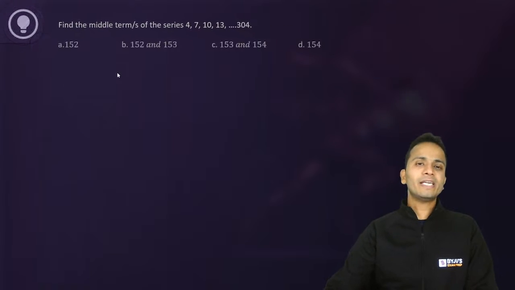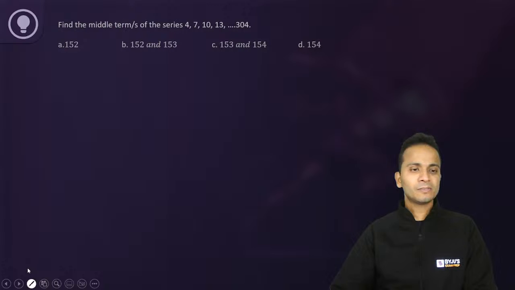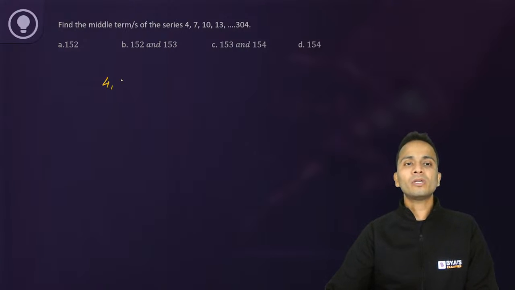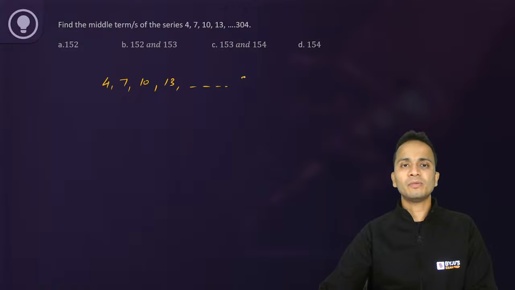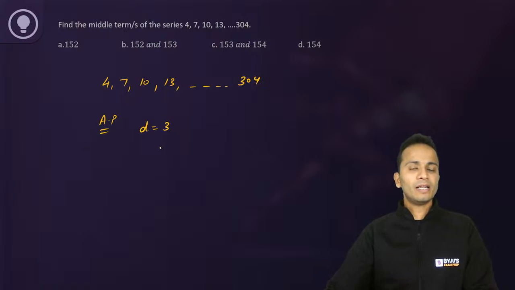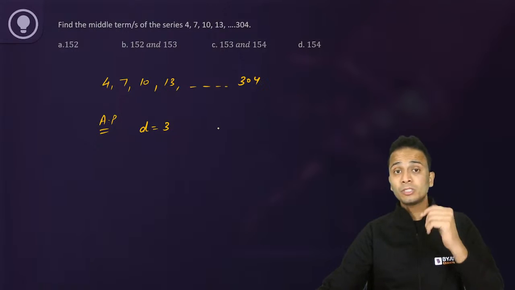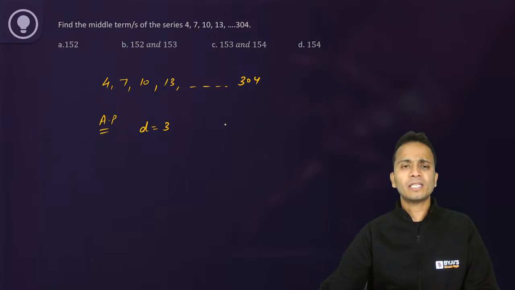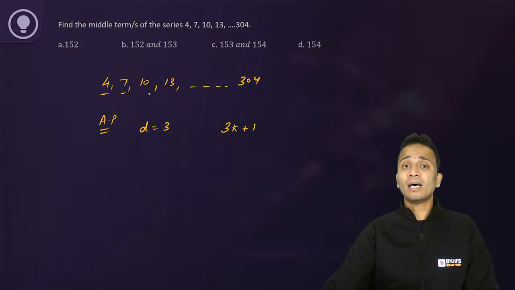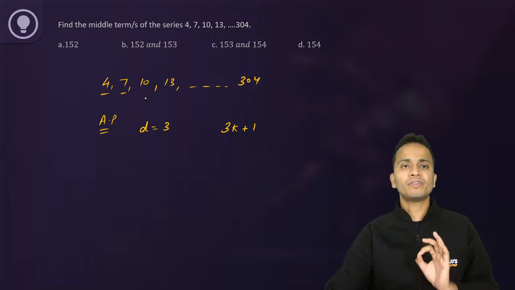All right, we will not get an easier question than this. The series is 4, 7, 10, 13, and so on. The last term is 304. Now this is an arithmetic progression with a common difference of 3. So if I try to express each of these terms in terms of a multiple of 3, I can say that the general term of the series can be written as 3k plus 1. All right.